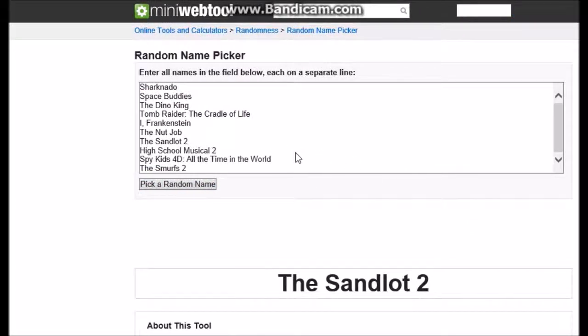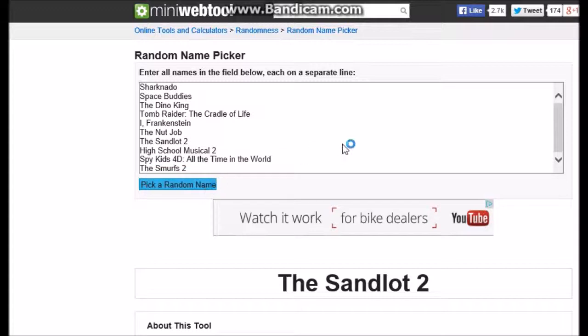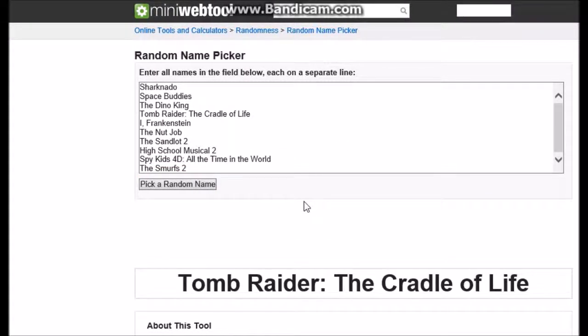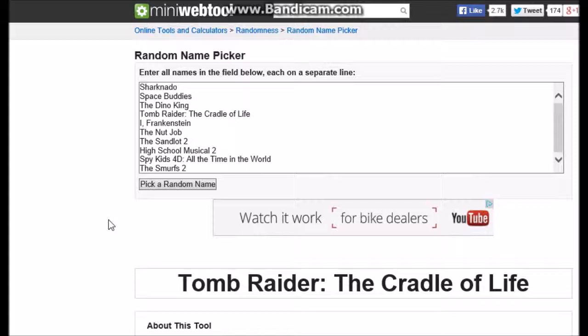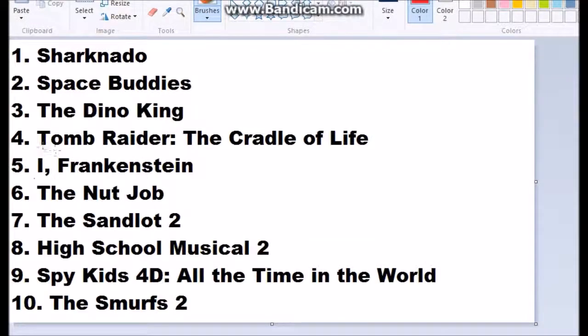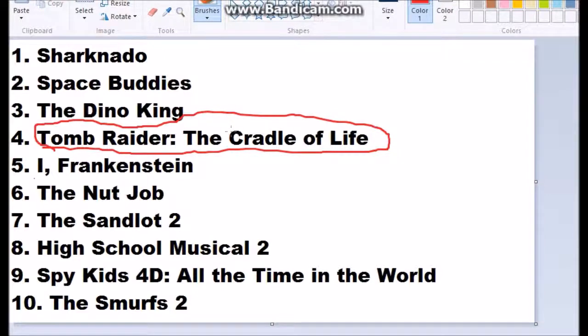It'll either be Sandlot 2 or Tomb Raider, The Cradle of Life. Those were the two I was actually hoping that it would be. Oh boy. So both of them are sequels actually. So the next Johnny Watches Movies, number 7, will either be Tomb Raider, The Cradle of Life, or The Sandlot 2. Either way, it's gonna be terrible.